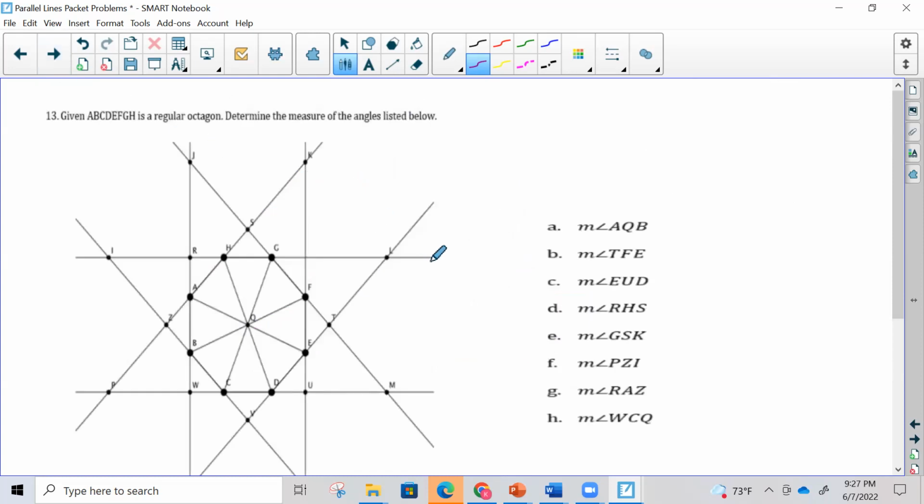Okay, this is one that's very similar, but now we have this figure in the middle, A, B, C, D, E, F, G, H. That is an octagon. Determine the measure. So we kind of start the same way. The central angle is 360 divided by 8, which is 45.